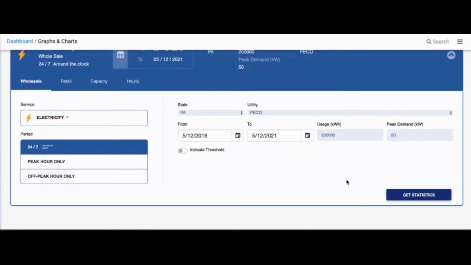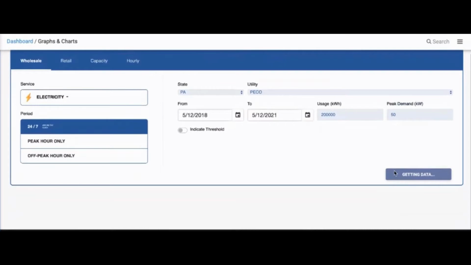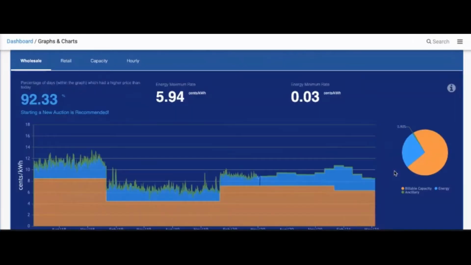You plug those numbers in, assuming that you have those numbers, because you can read them from the bill, and hit get stat. It will graph the movement of the components of electricity in this market, which is PJM.